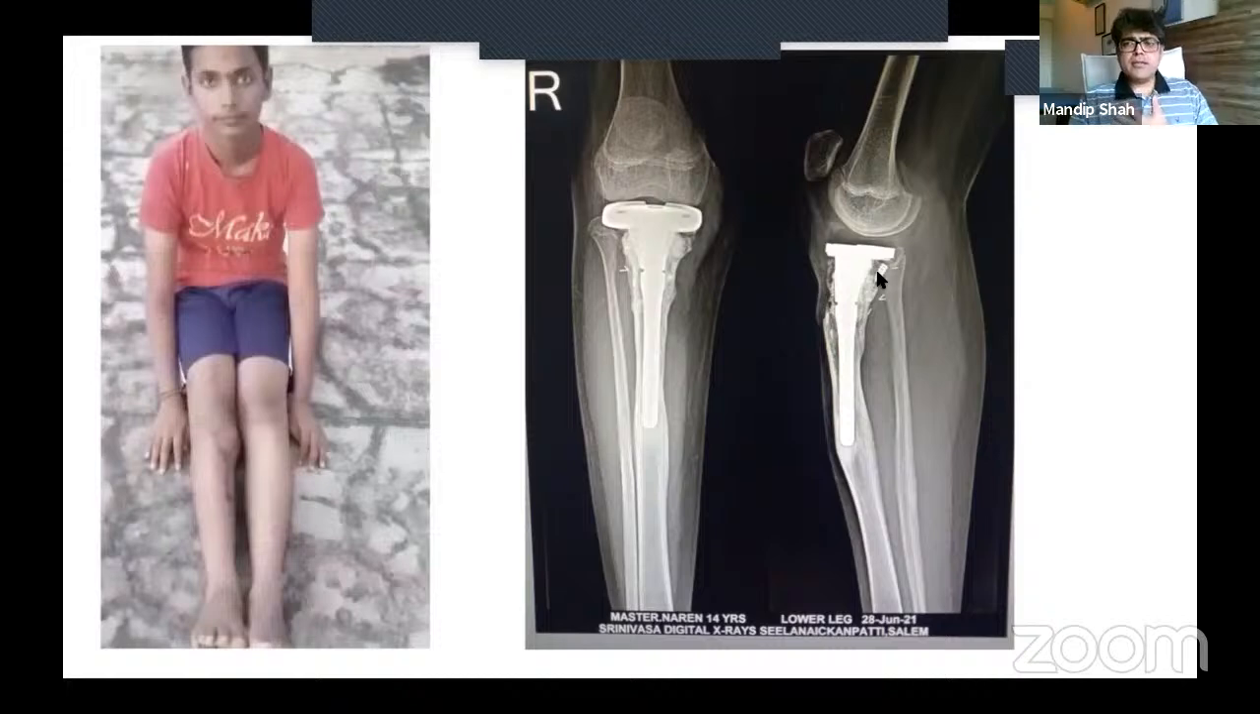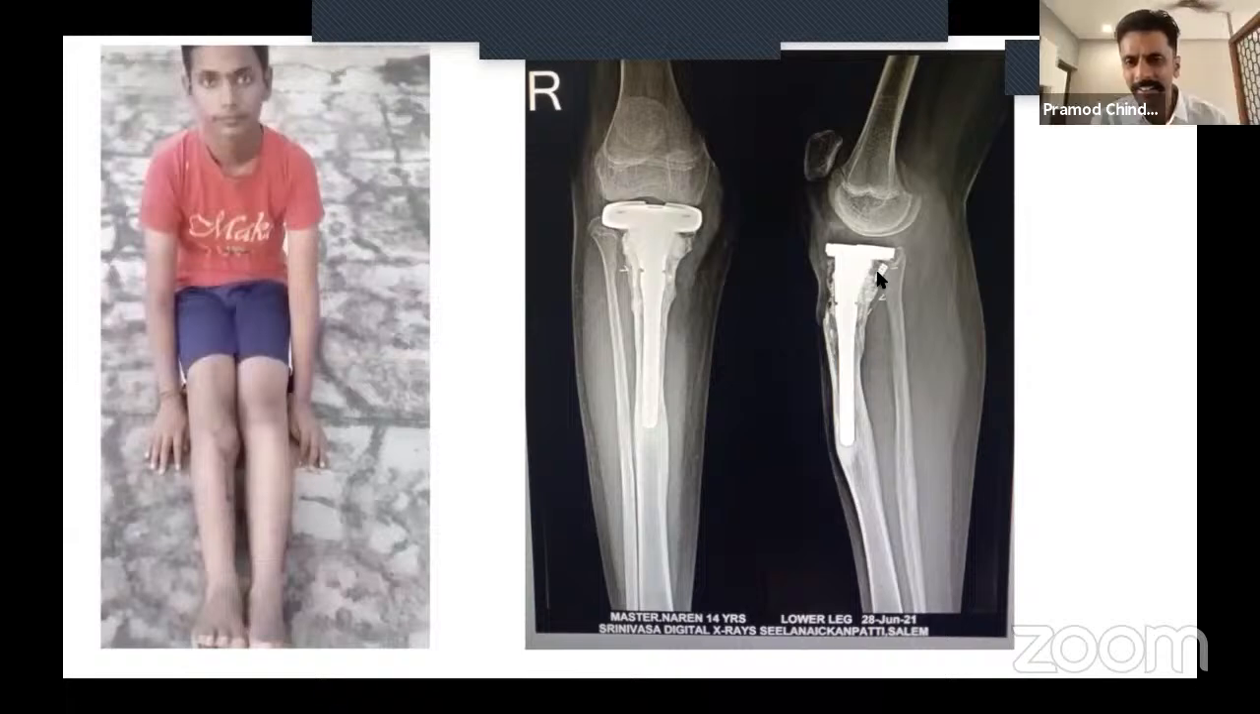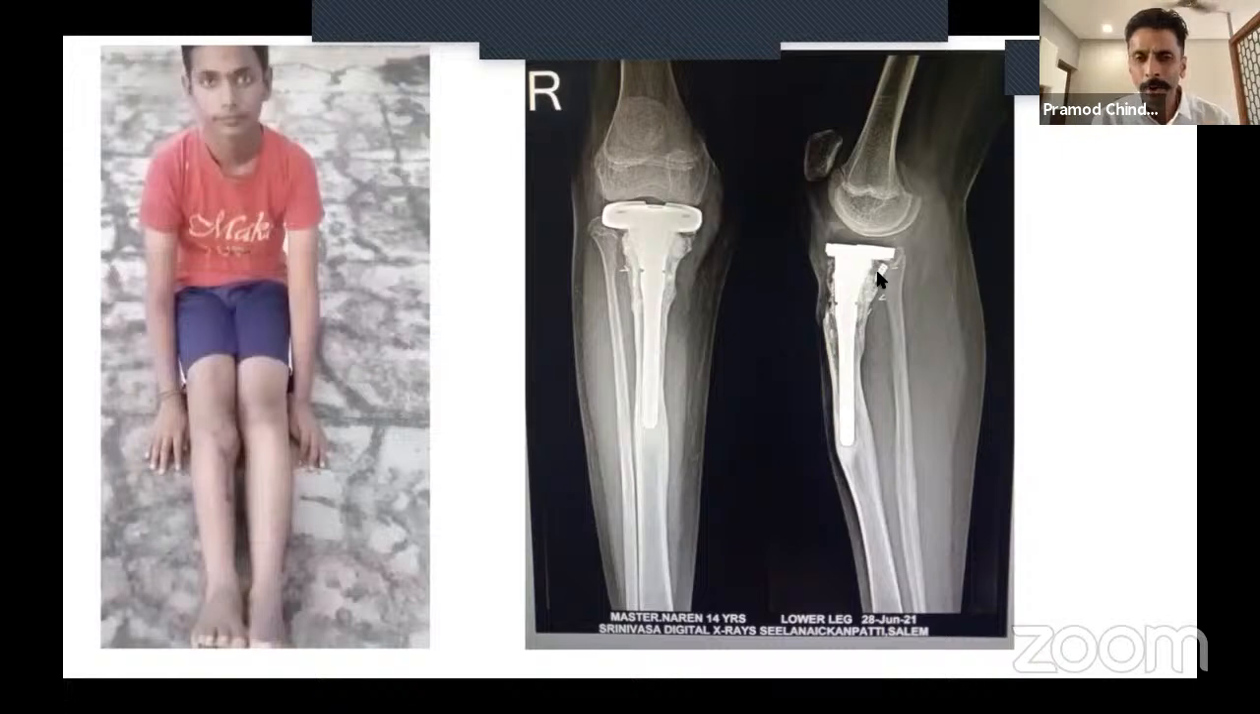Yes, correct. And the second thing is the fibula, because the tibia will not grow now, but the fibula will keep growing from the proximal. Did you do an epiphysiodesis or some damage to the fibula physis? No, I thought about it. I was waiting for something to happen there.